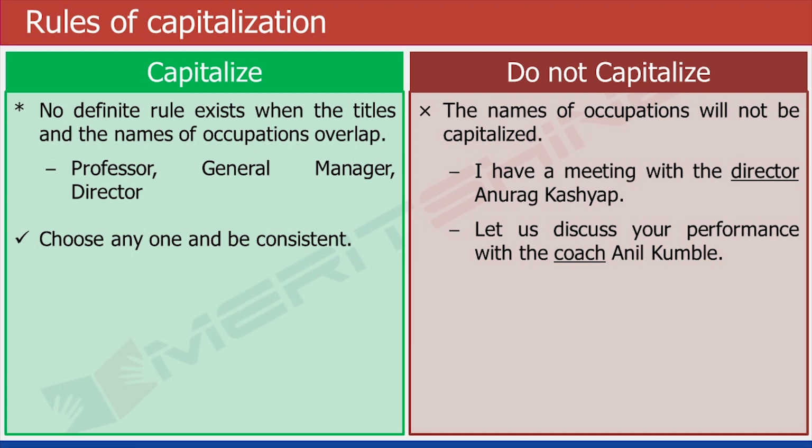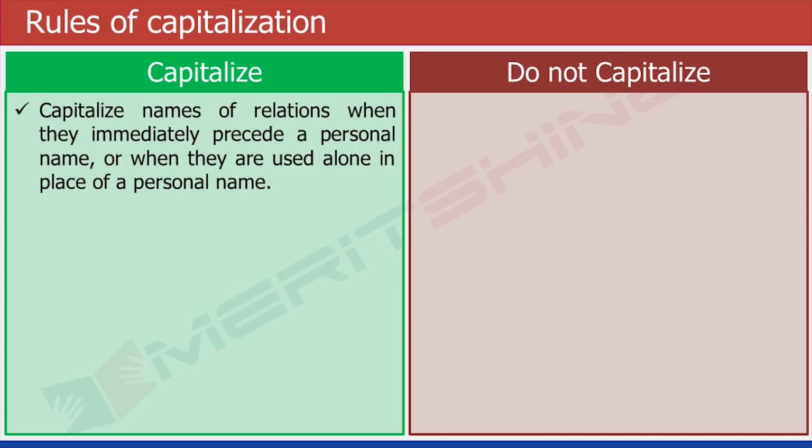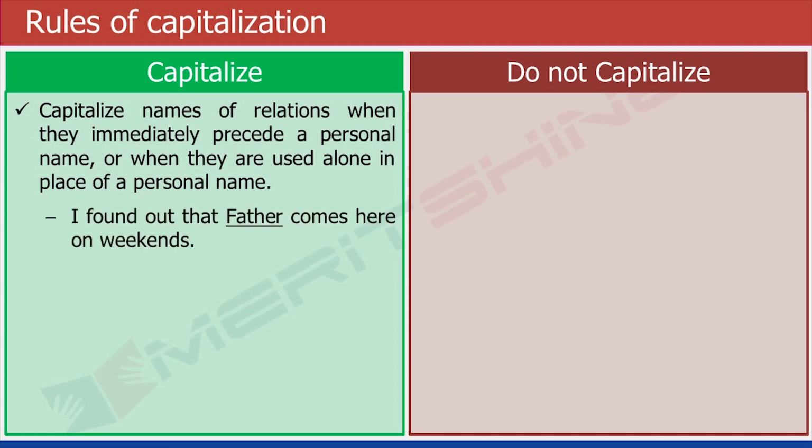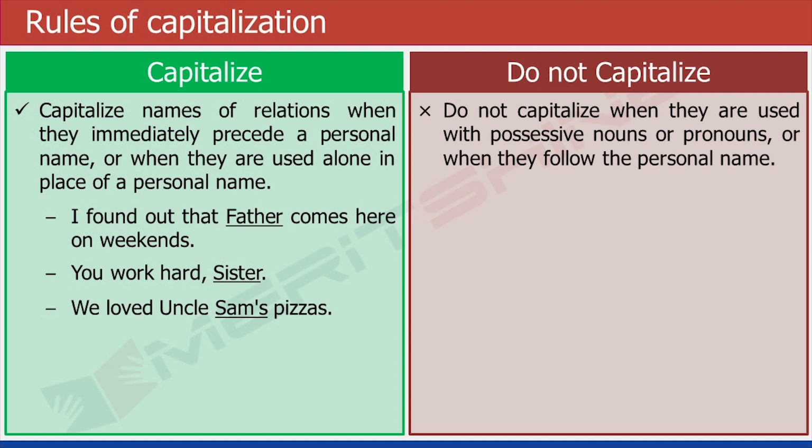Now we can move to the names of relations. Capitalize names of relations when they immediately precede a personal name or when they are used alone in place of a personal name. For example, in the sentences below, the nouns father and sister are capitalized, and in the last sentence, the noun uncle preceding Sam is capitalized. But the names of relations are not capitalized when they are either used with possessive nouns or pronouns, or when they follow the personal name.